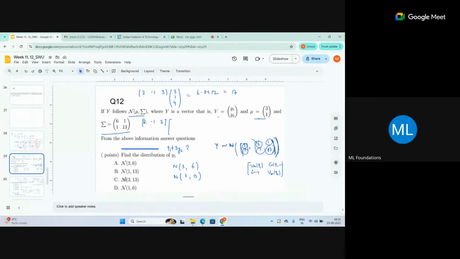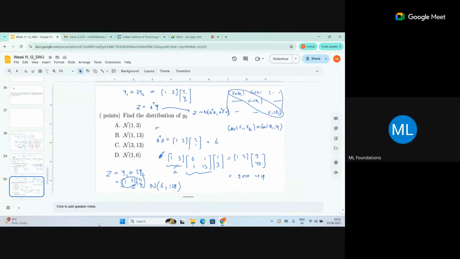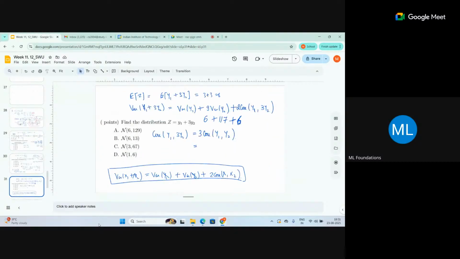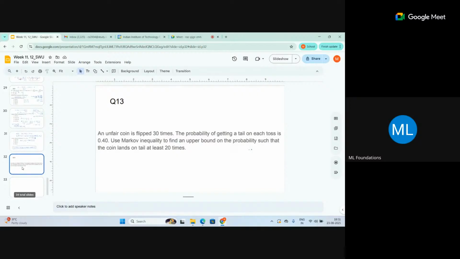So I think if that question is there, which one is the correct answer here? The first option. Option A is the correct answer, right?